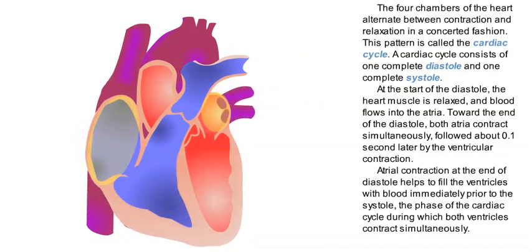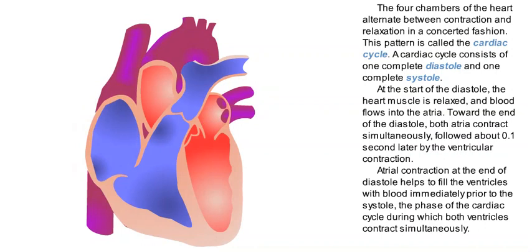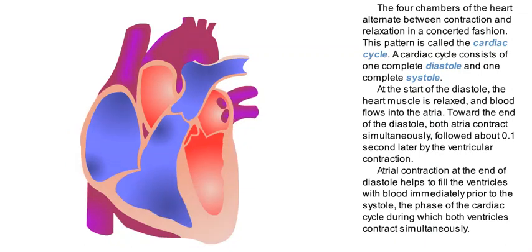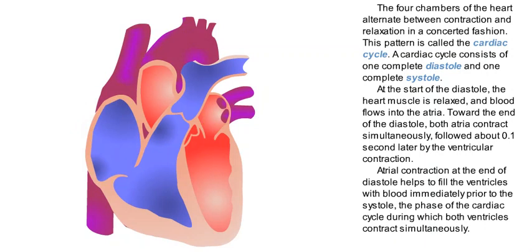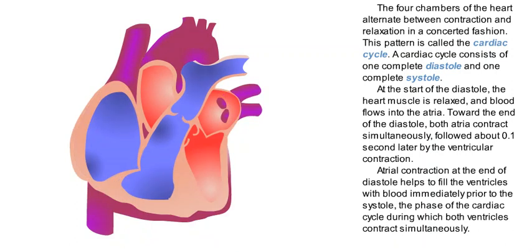A cardiac cycle consists of one complete diastole and one complete systole. At the start of diastole, the heart muscle is relaxed and blood flows into the atria. Toward the end of the diastole, both atria contract simultaneously, followed about 0.1 second later by the ventricular contraction. Atrial contraction at the end of diastole helps to fill the ventricles with blood immediately prior to the systole, the phase of the cardiac cycle during which both ventricles contract simultaneously.